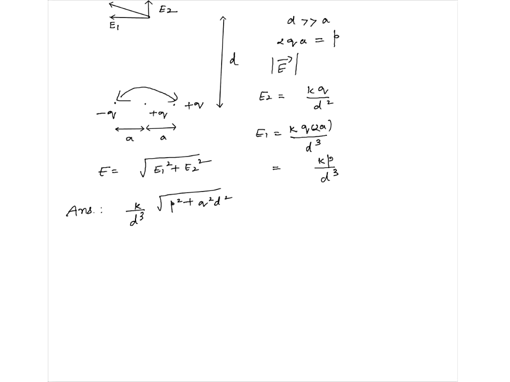Sir, in the previous case, is R not equal to 2A? What is not equal to 2A? R. It's given in the question. This distance is D. So R was what? Distance from the dipole we considered, from its center, to the point of interest. That's D only.